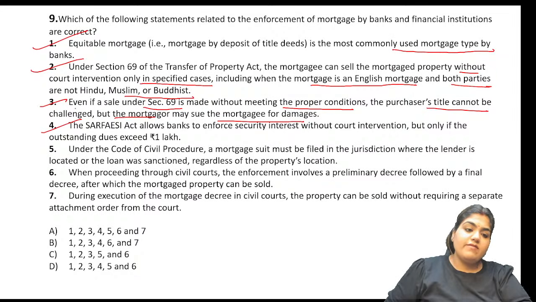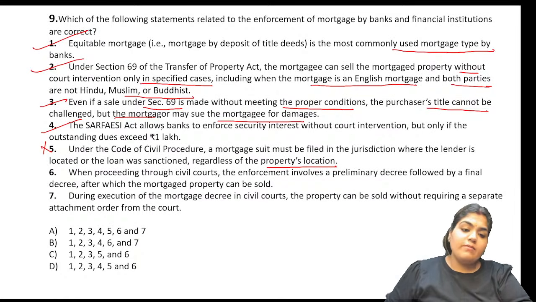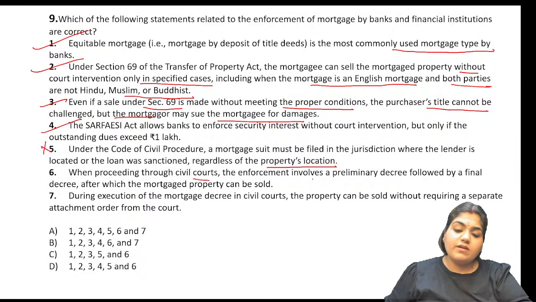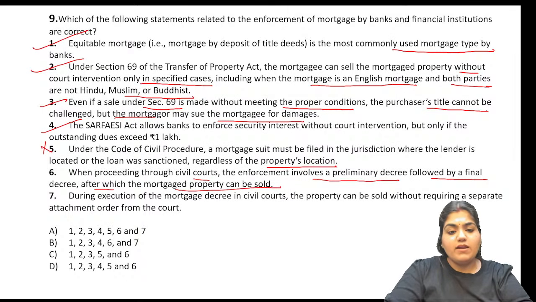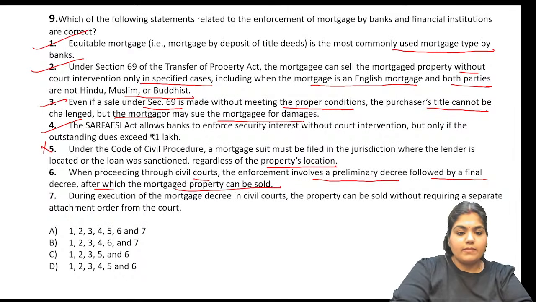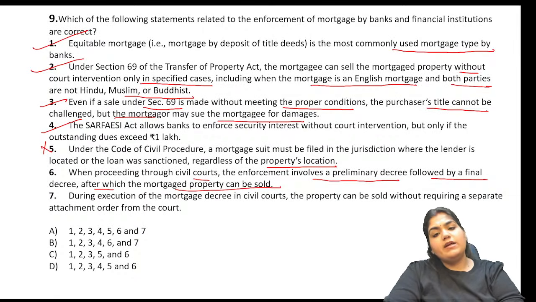Statement number 5 is incorrect. Where the property is situated determines the jurisdiction. Statement number 6. When proceeding through civil courts, the enforcement involves a preliminary decree followed by a final decree, after which the mortgage decree can be sold. This is correct. First we get the preliminary decree and then we get the final decree. And after the final decree, the sale can happen.